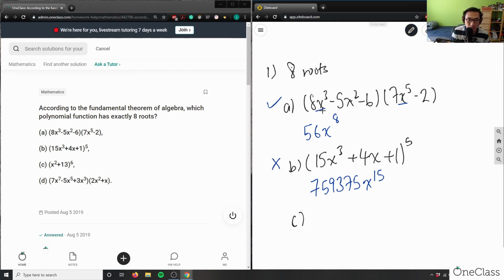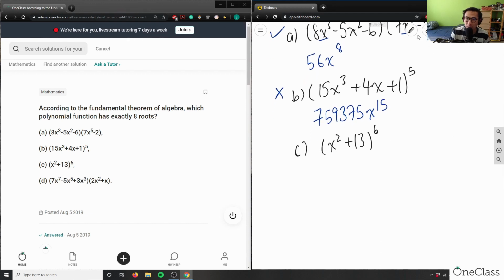Let's look at C. This is x squared plus 13 to the power of 6. Again, I can simply multiply my exponents because it's an exponent to an exponent, right? So this here is x to the power of 12. This solution here is also wrong because I need the polynomial to have exactly 8 roots, right?